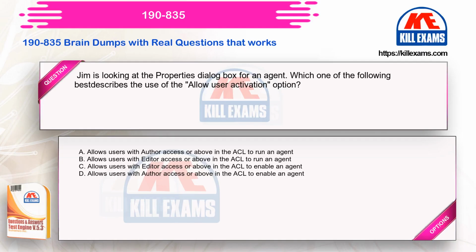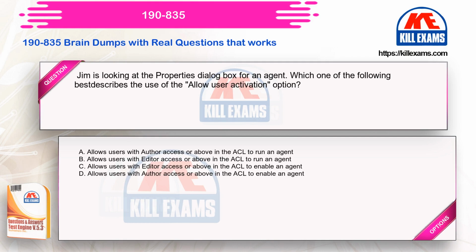Jim is looking at the properties dialog box for an agent. Which one of the following best describes the use of the Allow User Activation option? Option A. Allows users with author access or above in the ACL to run an agent. Option B. Allows users with editor access or above in the ACL to run an agent.